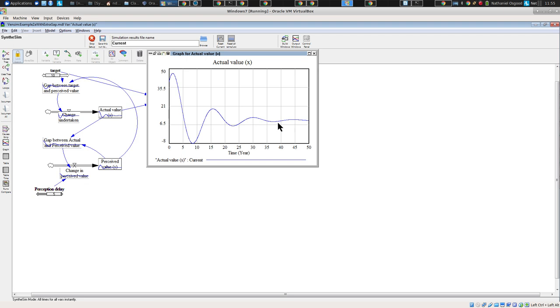We're dealing with a very outdated understanding of the situation. So we're making changes that overshoot and undershoot a lot because we're dealing with this very old perception rather than a new one, and we end up only slowly approaching our target, the situation where the actual value equals the target. Does that make sense? Yeah.